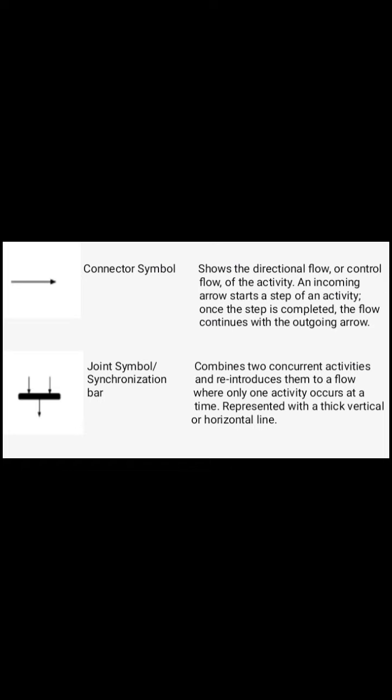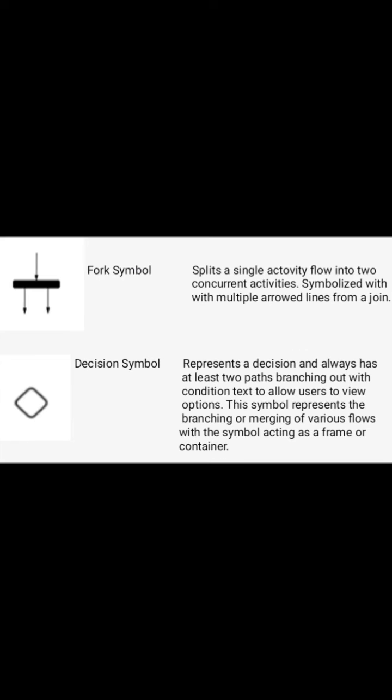So next is the fork symbol. It splits a single activity flow into two concurrent activities, symbolized with multiple arrowed lines from a join. Next is the decision symbol. It represents a decision and always has at least two paths branching out with condition text to allow users to view options. This symbol represents the branching or merging of various flows, with the symbol acting as a frame or container.